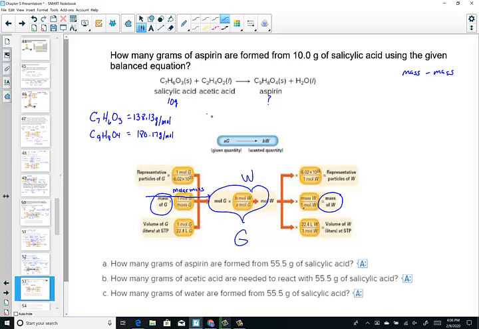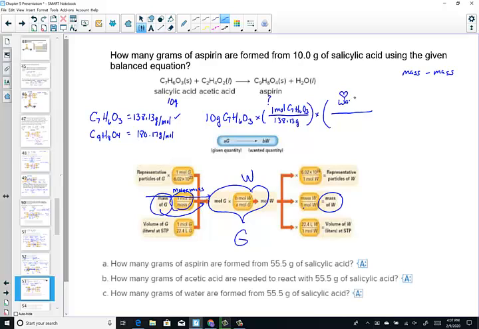Here's what we're starting with. 10 grams of salicylic acid. My first step is to move from grams to moles. I literally trip over my conversion factor. I know that 1 mole of C7H6O3 would weigh 138.13 grams. That's my conversion factor, the molar mass. We're now at the heart of our stoichiometry problem.